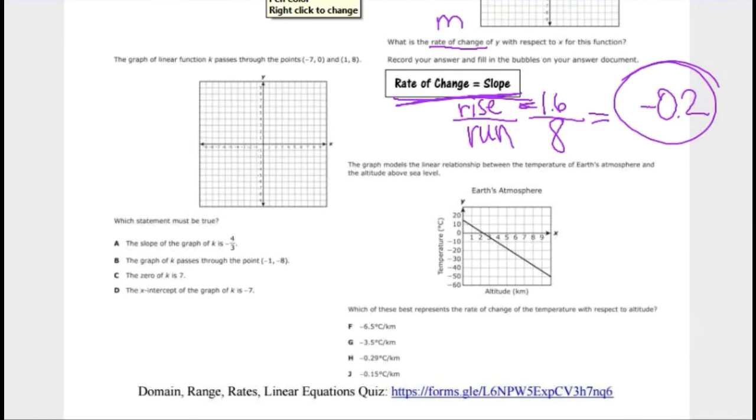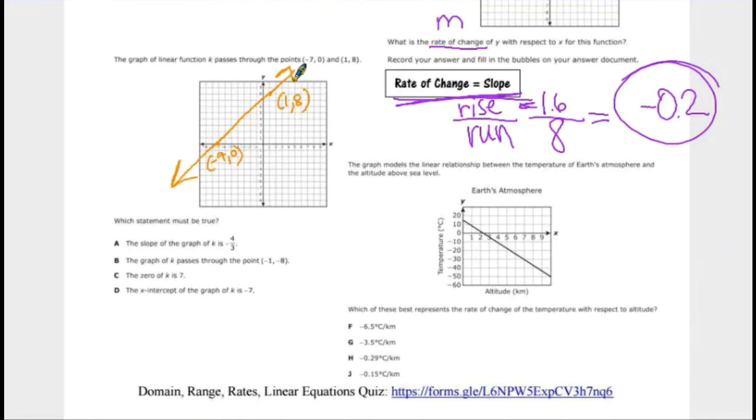Okay, on the left-hand side, it says the graph of linear function k passes through the points negative 7, 0, and 1, 8. Now, my graph is really blurry on my screen, but hopefully it's a little better for you. I believe at this point is negative 7, 0. And then for the point 1, 8, we're going to start at the origin and move to the right one, go up 8. Right there. And then I have to make sure that I graph the line. All right, we got our line, and it's function k.